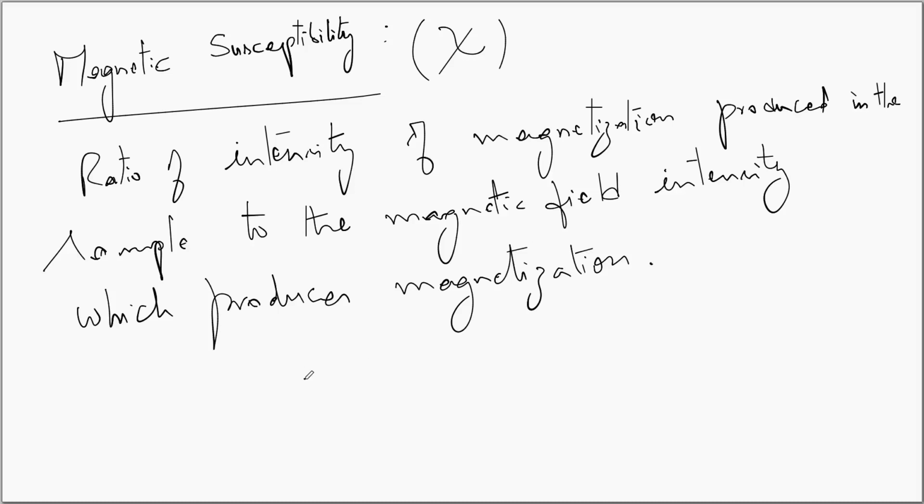It is represented with a chi, and chi is equal to M upon H, where M is the magnetization and H is the magnetic field intensity.